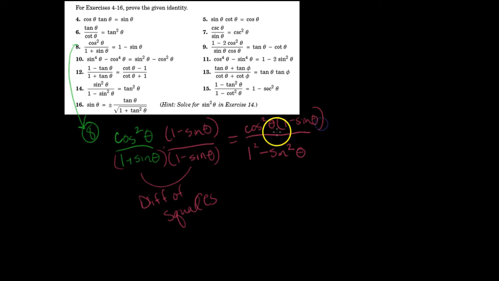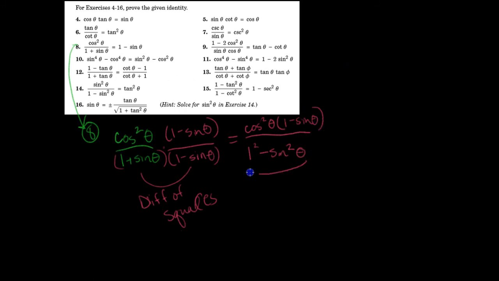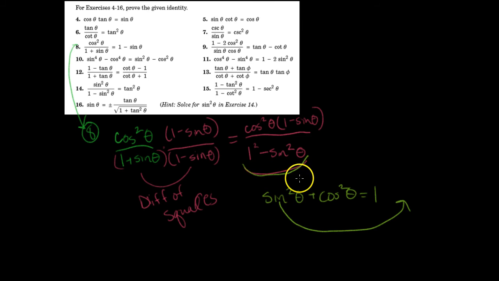Now, I'm going to give you a hint. What does the bottom one look like? You guys remember? What's my favorite identity? Sine squared theta plus cosine squared theta is equal to 1. How can I get 1 minus sine squared theta from that? I just bring it over to the other side, right? So I know that this thing on the bottom is equal to cosine squared theta.